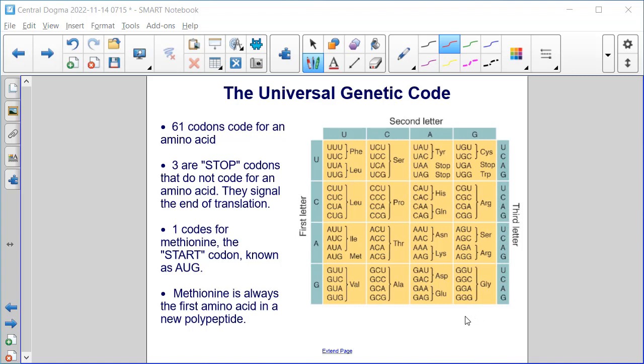So 61 of them code for an amino acid. 3 are stop codons that do not code for an amino acid. They signal the end of translation. So you can see here UAA, UAG, and UGA code for stop. 1 codes for methionine. Methionine is also known as the start codon, and it's AUG right here. Methionine is always the first amino acid in a new polypeptide.